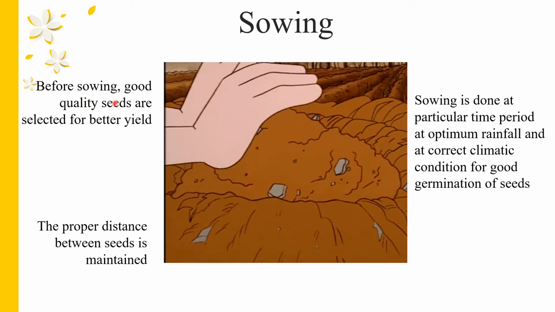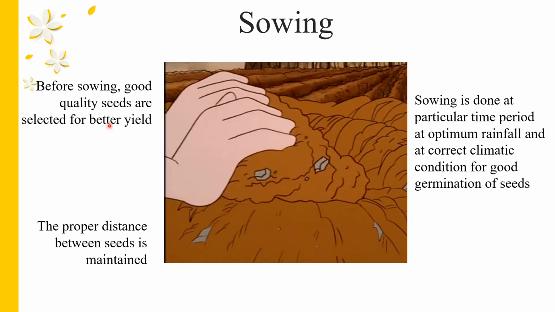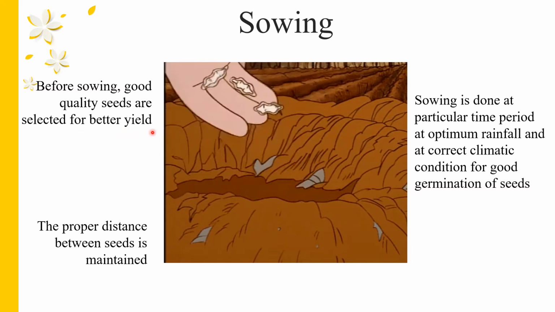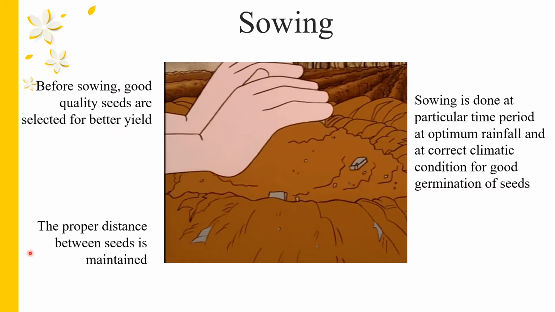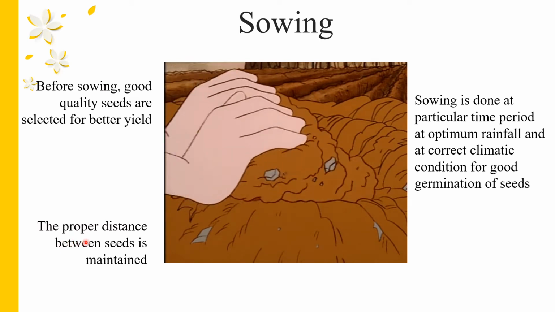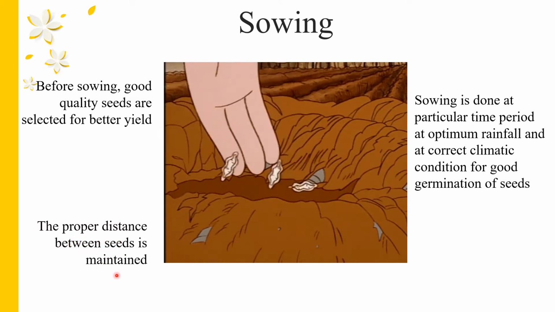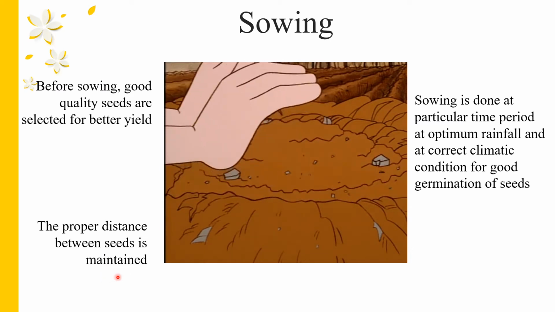Before sowing, good quality seeds should be selected so that we will get a better yield. And while sowing, we have to make sure that the proper distance between the seeds is maintained. And why is it very important?